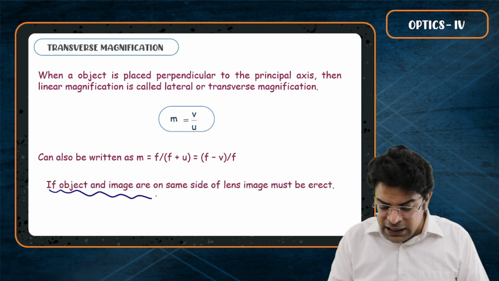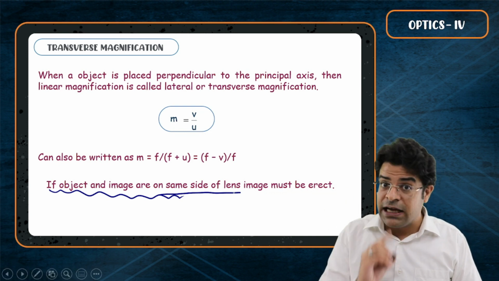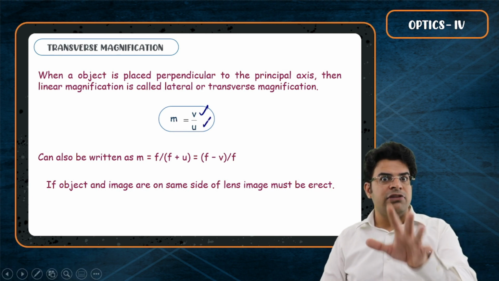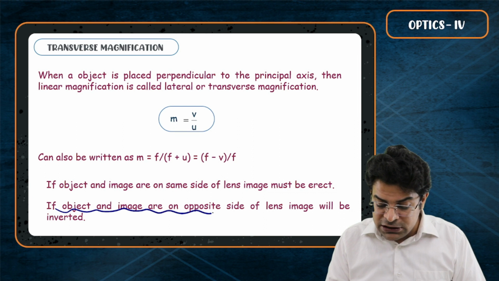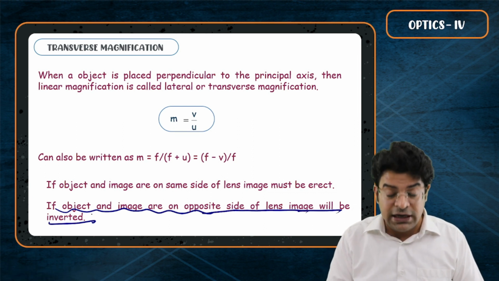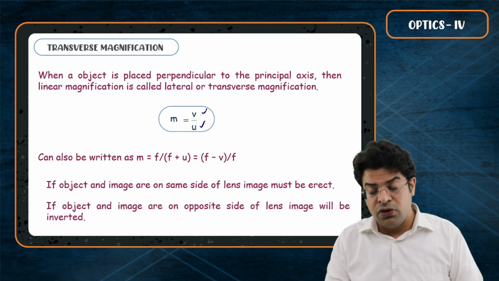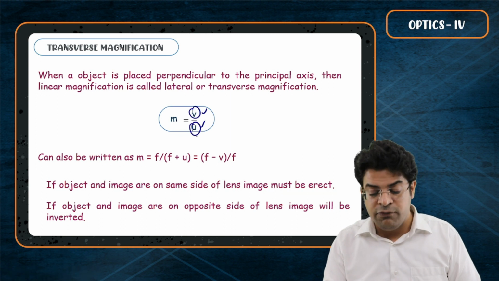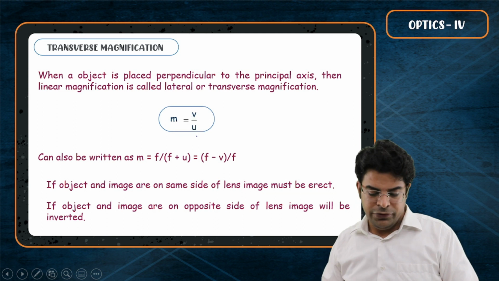If the object and image are on the same side of the lens, the image must be erect, as u and v both will have the same sign, so the magnification will be positive. If the object and image are on opposite sides of the lens, the image will be inverted with respect to the object. Because if the object and image are on different sides of the lens, one of them will be positive, one of them will be negative. So the overall magnification is going to be negative.